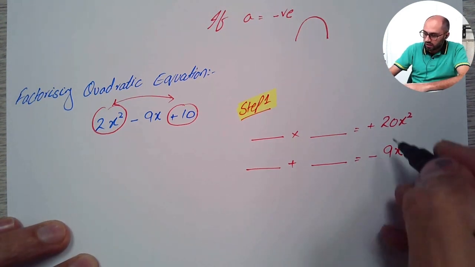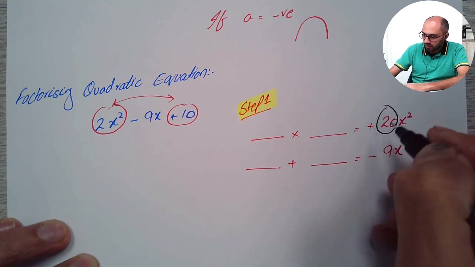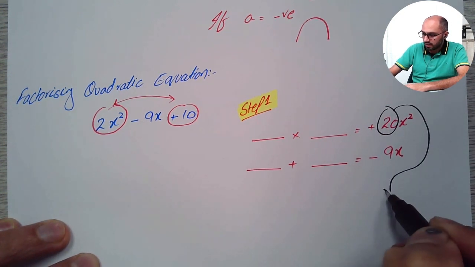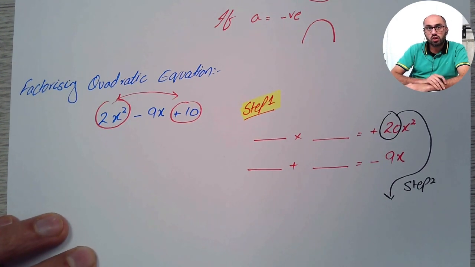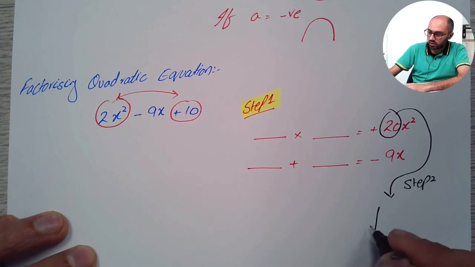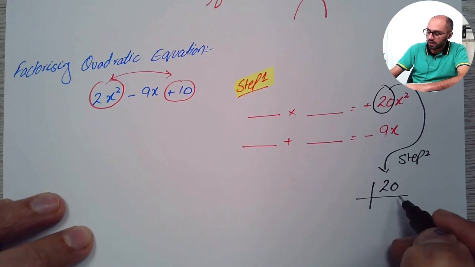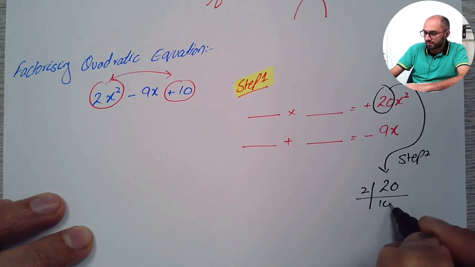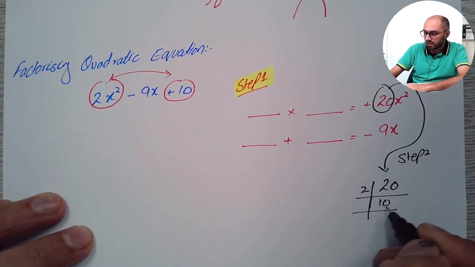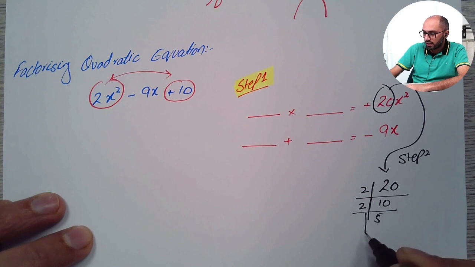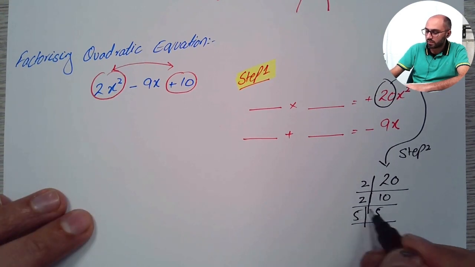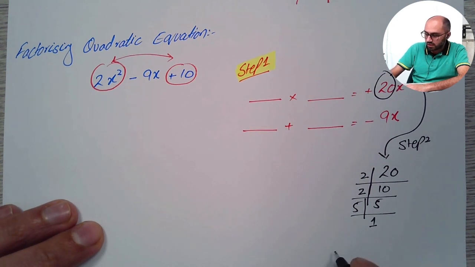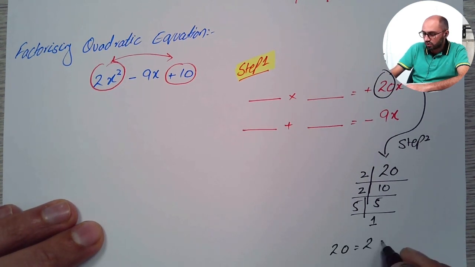Step 2 will be, you will pick up this number from here, excluding the sign, and you will write it down as a product of its factors. So let's quickly factorize that 20. I can say it is divisible by 2, so 2 times 10 gives me 20. I can divide this 10 by 2 again, that gives me 5. I can't divide this 5 by any other number other than 5 and 1. So let's divide it by 5. That gives me 1. So this means 20 can be written as 2 times 2 times 5 times 1.